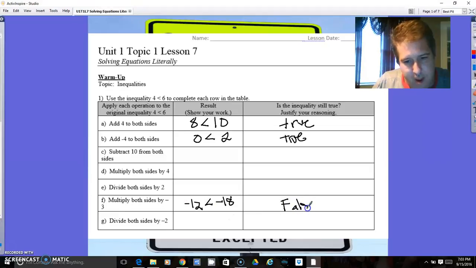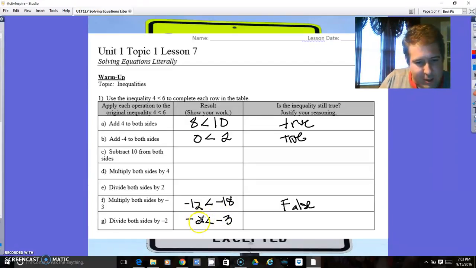Well, you might have learned last year that if you multiply or divide by a negative, you must flip the sign. Because as you can see, it doesn't change anything unless you're multiplying or dividing by a negative. Divide both sides by negative 2. This divided by negative 2 is negative 2, and 6 divided by negative 2 is negative 3. Is that a true statement? No, it's not again. Negative 2 is actually greater than negative 3 because it's further to the right if you think about a number line. So this is also false.